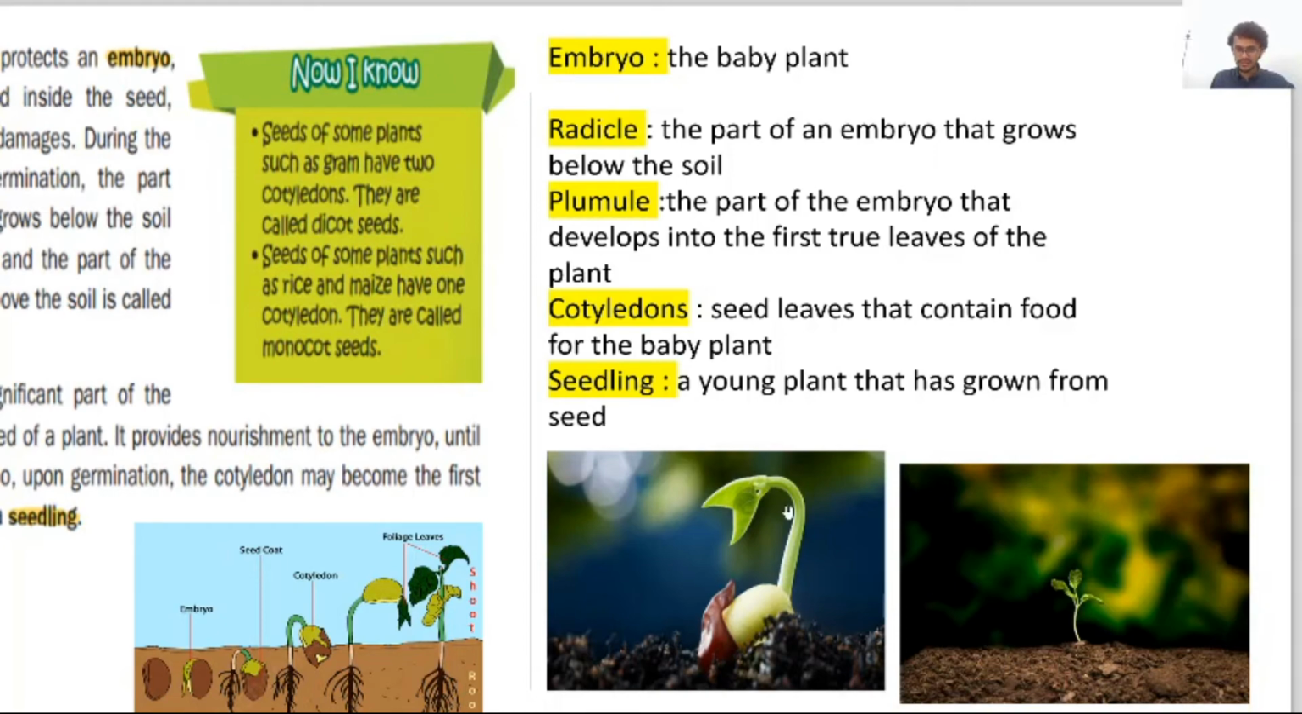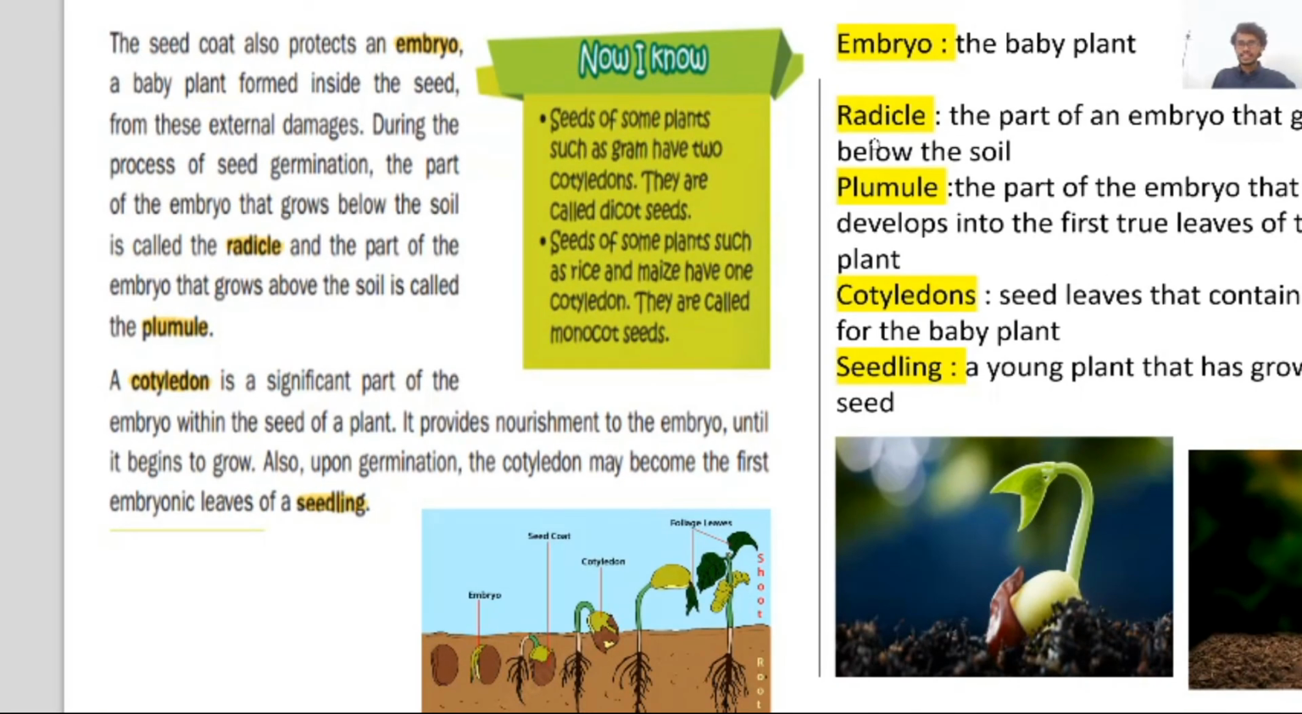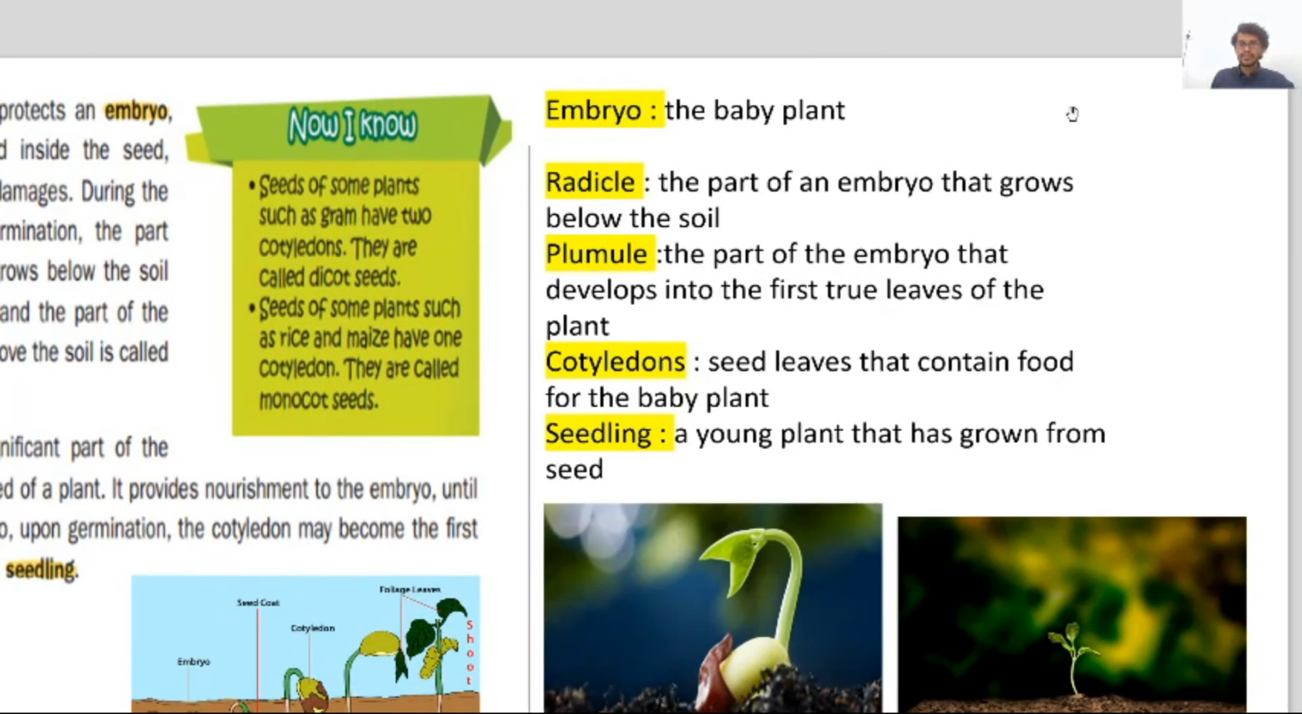These definitions are given at the end of your chapter, so just go and read them at the end of the chapter.